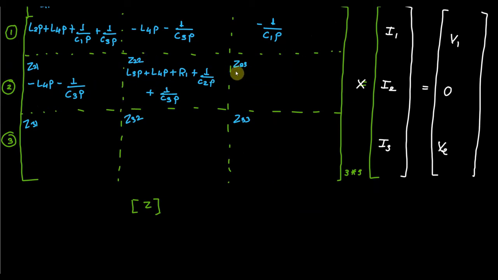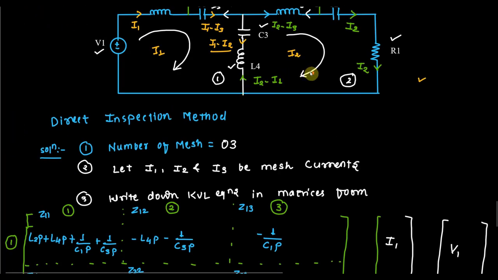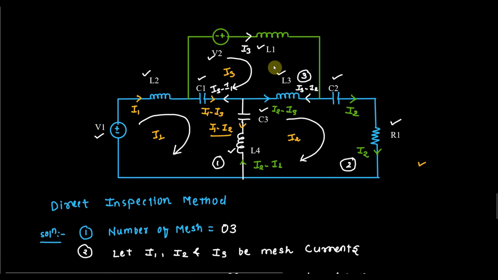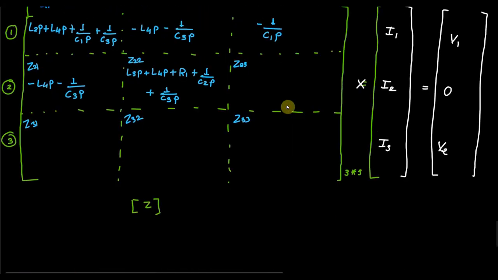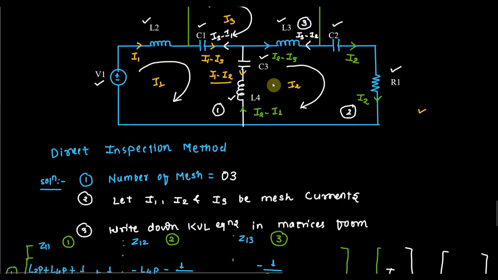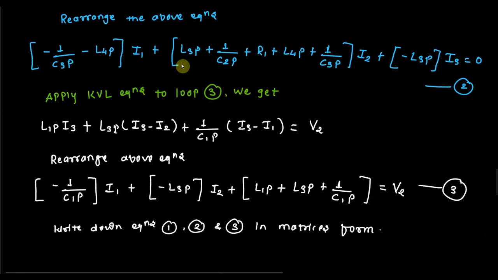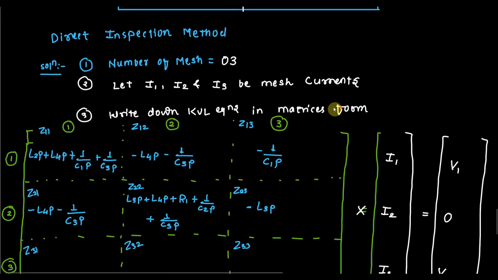Okay. Now Z23 means the element connected between 2 and 3, the second mesh and third mesh. So there is one inductor whose value is L3. So the answer for this is L3P, but as it is a non-diagonal, treated as minus. So if you compare this with equation number 2, you will get the same answer. You can see that the third element is minus L3P and there are 5 elements. So we have already added the 5 elements here.